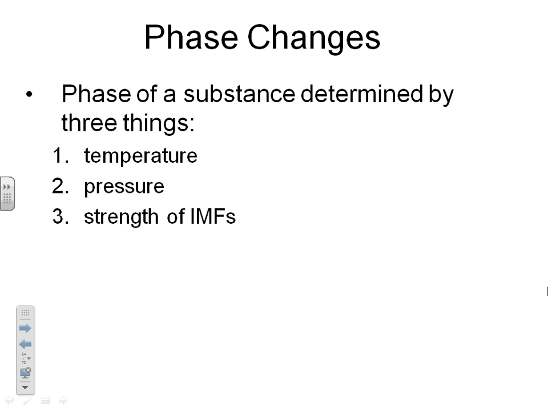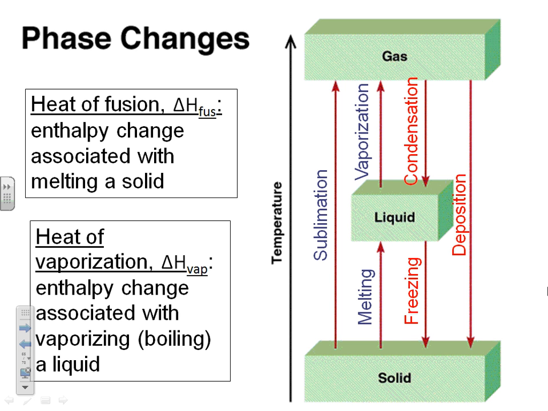So the phase of a substance, so whether a substance is a solid, liquid, or gas, is dependent on what temperature the substance is under, what pressure the substance is under, and the strengths of the IMFs that are in the substance. So with phase changes, we have names of all the phase changes here, along with some of the names that we need to make sure we acquaint ourselves with. Heat of fusion, heat of vaporization.